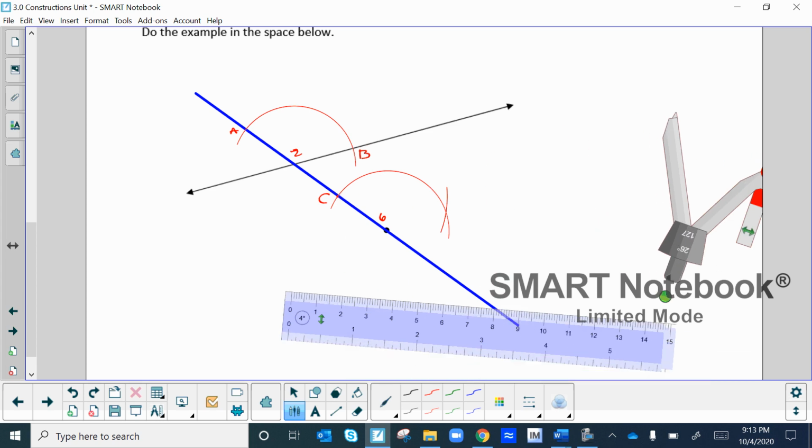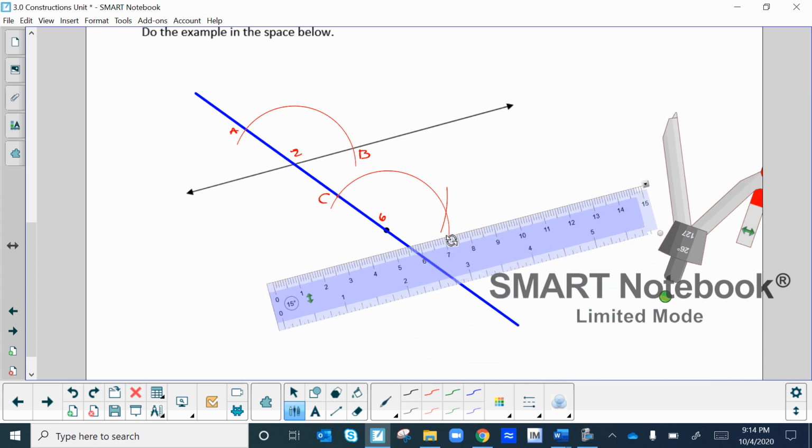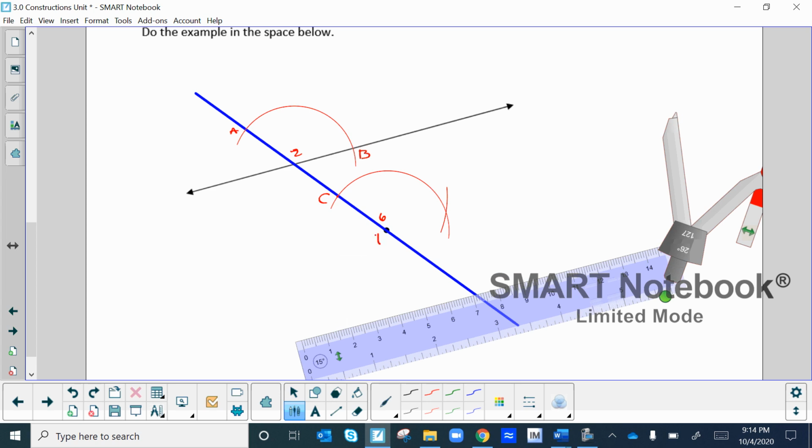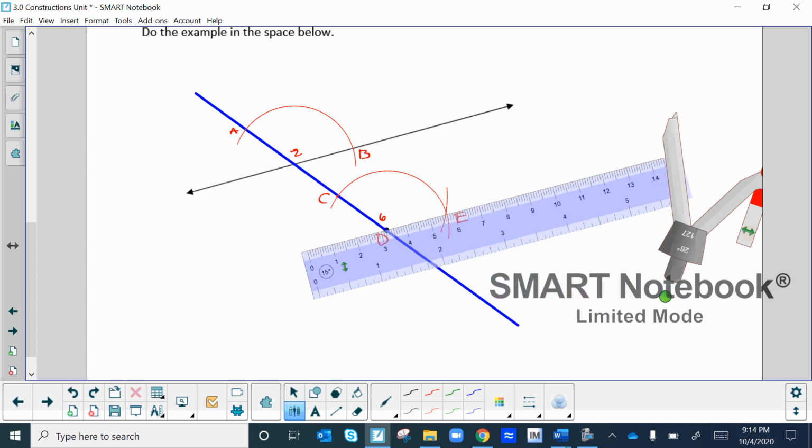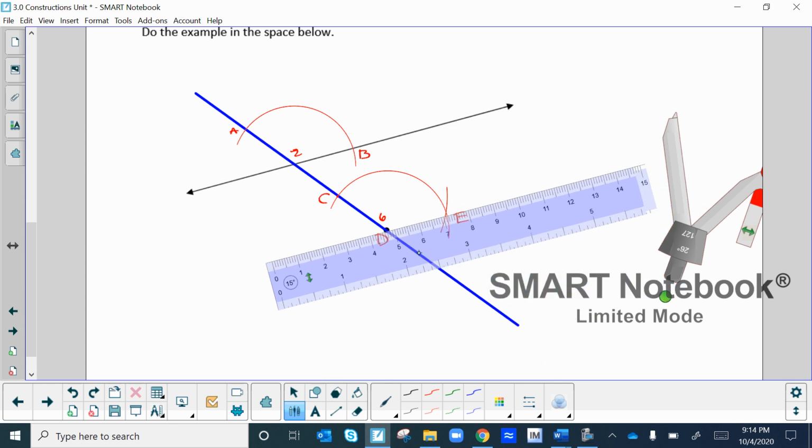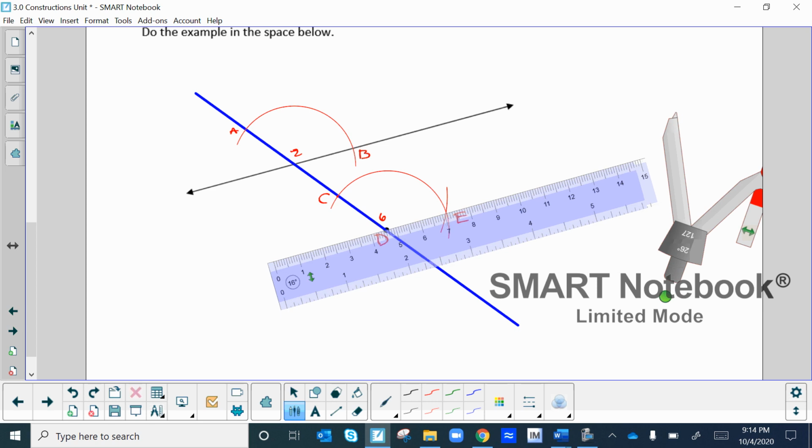And so now all I have to do is get my ruler and connect. Let's label this point D and this point E. Okay, so where they intersect, that's E. And so now I'm going to get my ruler and connect. And you want to try to be as precise as possible, because sometimes when you're off just a smidgen, the lines don't look parallel. So I think that's pretty good right there.